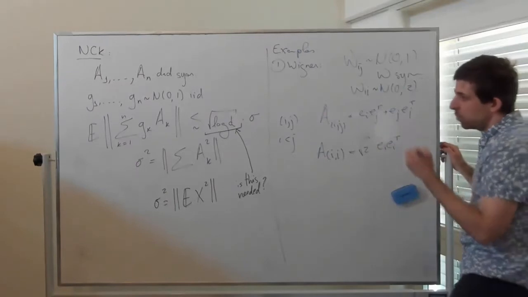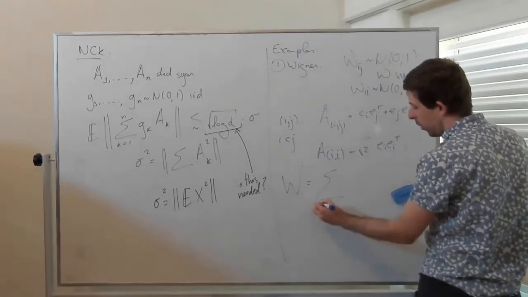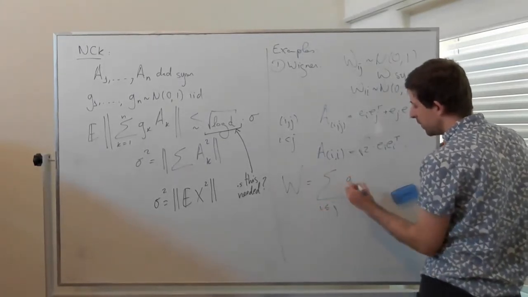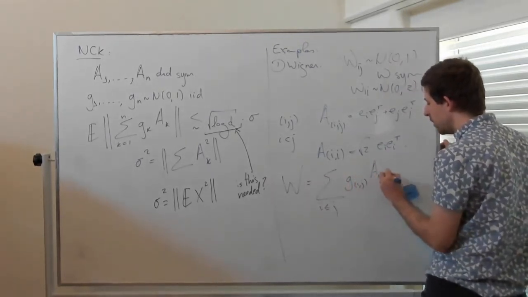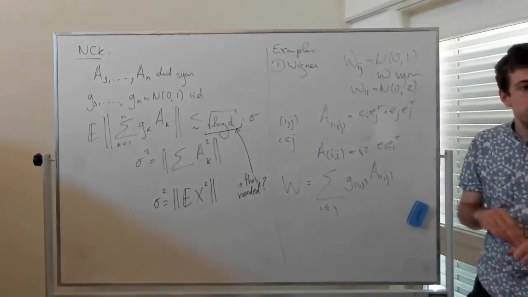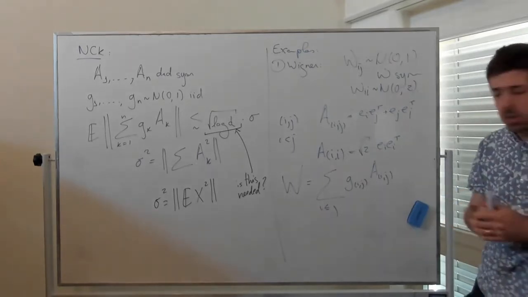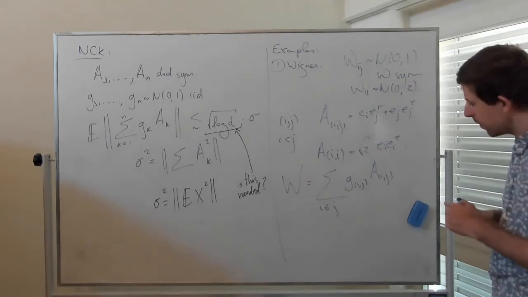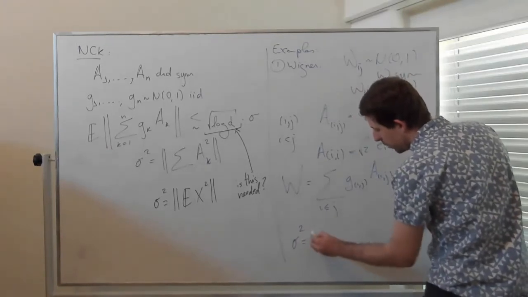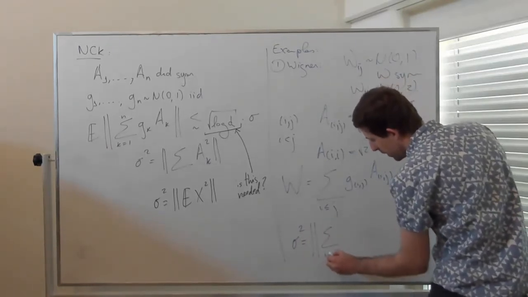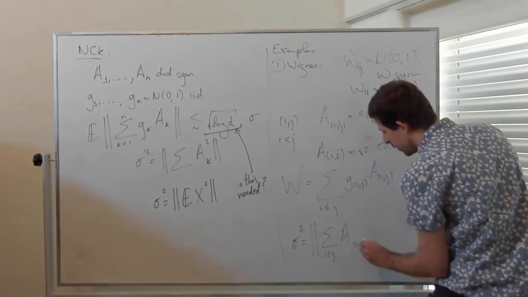Okay, and so now we have that the Wigner matrix is clearly equal to the sum for all i smaller or equal than j of these Gaussian random variables gij times this Aij. We can write the Wigner matrix this way, and now we can ask, okay, let's use non-commutative Khintchine and see what it gives us. This is now a natural question to ask. So what is sigma? Sigma squared is the spectral norm of the sum over i smaller or equal than j of Aij squared.